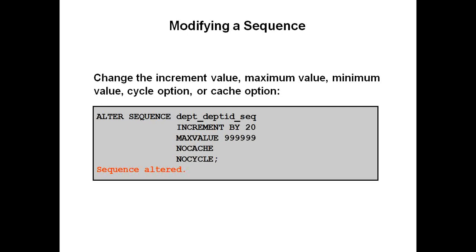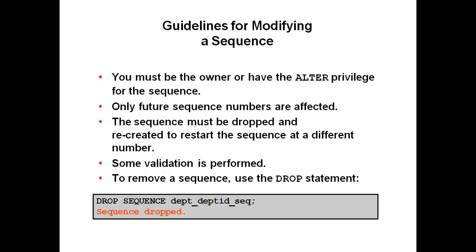And anytime you can go and modify the sequence. You can increase the increment value, or increase the max value, or change the cache mode or the cycle mode. And these are the guidelines when you want to modify a sequence. First of all, you should be the owner, or you should have at least the alter privilege for the sequence. And when you change something, the existing sequence numbers will not get impacted, it is only applicable to the next values.